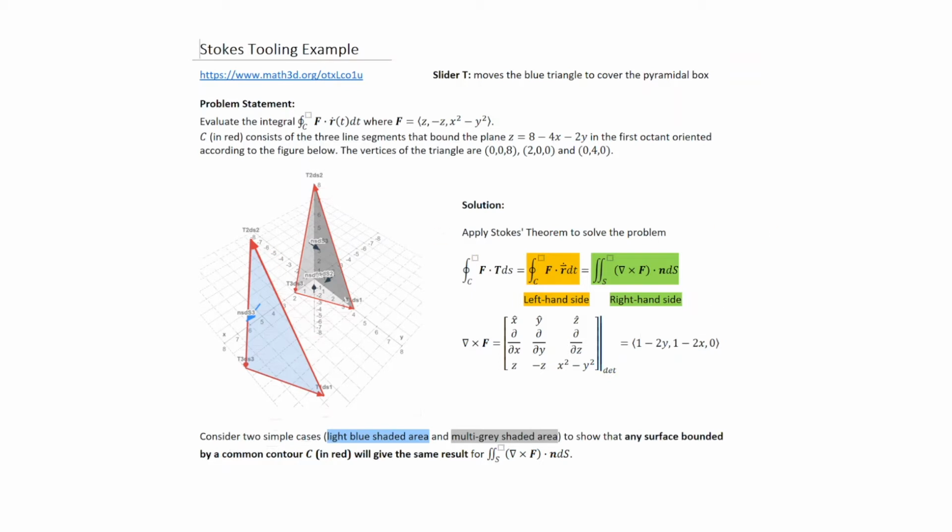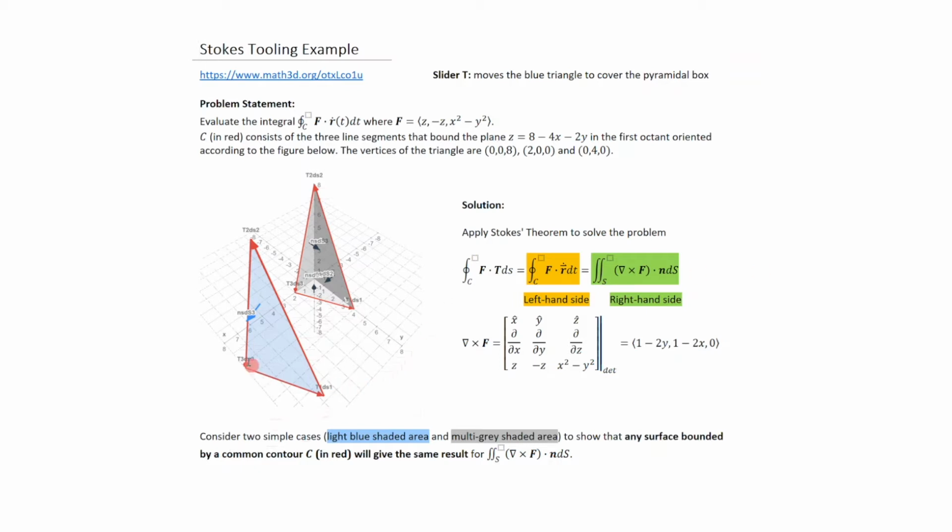Okay, so the problem statement is to evaluate the closed contour integral of F dot r dot t dt, where F is z minus z, x squared minus y squared. And the contour, which is shown in red, consists of three line segments that bound the plane z equals 8 minus 4x minus 2y in the first octant and oriented according to the figure below. The vertices of the triangle are at (0, 0, 8), (2, 0, 0), and (0, 4, 0).